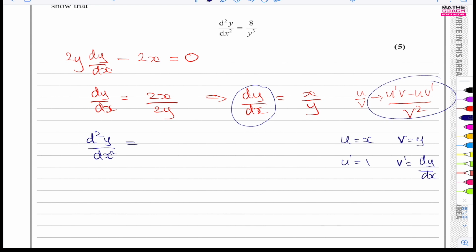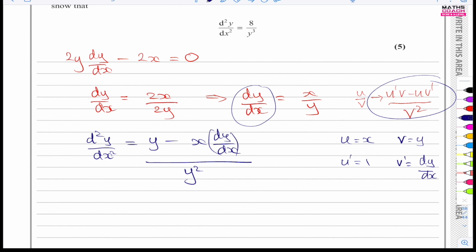So you need u dash times v. So u dash is 1 and v is y. So that's 1 times y, which is just y, minus u v dash. So that's u and that's v dash. If you multiply those together, we'll just get x times dy by dx, all over v squared. So v is equal to y. So v squared in this case would be y squared, and that's dy/dx.